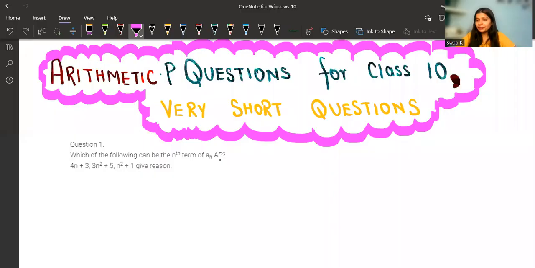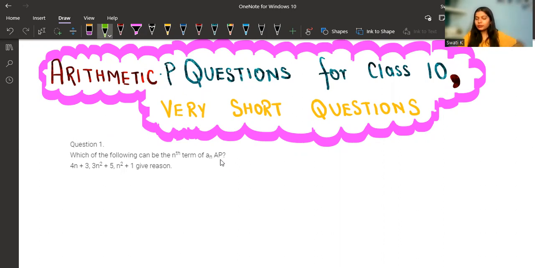And that is your first question. So you can see that I have basically written here arithmetic progression questions for class 10, very short questions. That means very short answer questions. These are some important questions whose answer is very short, like you can get the answer very easily. You should just have a proper concept, basic concept of this particular topic. So let's start. I'm going to clear the basic things as well along with the solutions. I have covered only 10 questions.